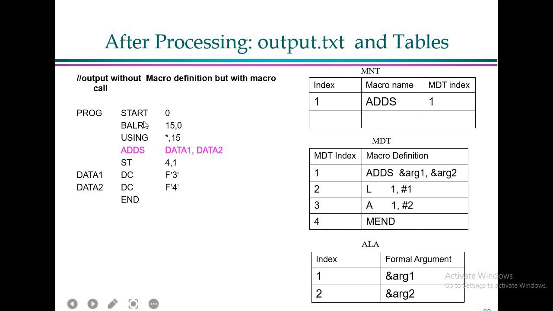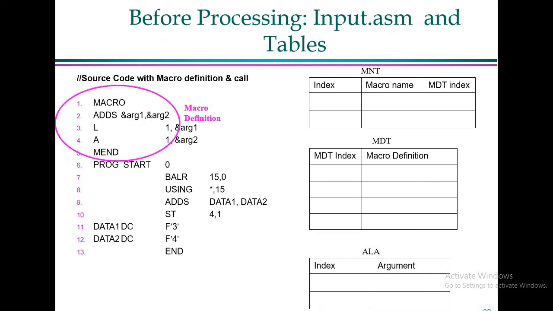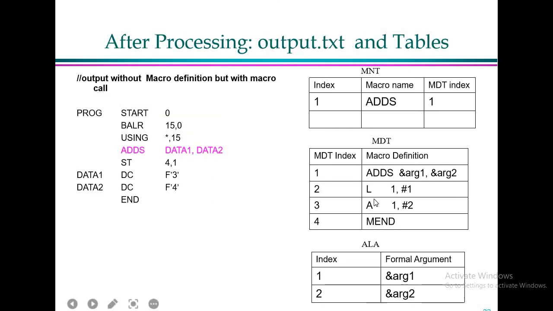So what is the macro definition which is present in the given example? Here is adds argument 1, argument 2. So write down adds argument 1 here. Then what is the definition of that adds that we have seen previously? LA. Okay. So here write down LA, 1 comma argument 1.